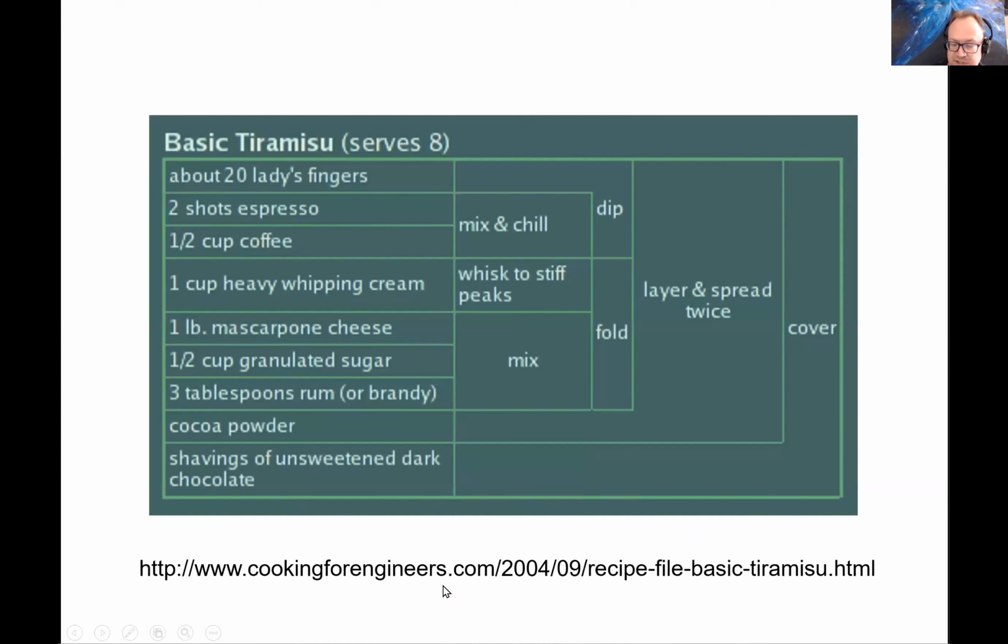This is a funny one from an old website called cookingforengineers.com, and it shows the ingredients for tiramisu as leaf nodes, and then each operation for cooking is shown as a successive node. And the last thing we do to the tiramisu is cover it. That's the root node of this tree, right? So the whole thing is a tree.